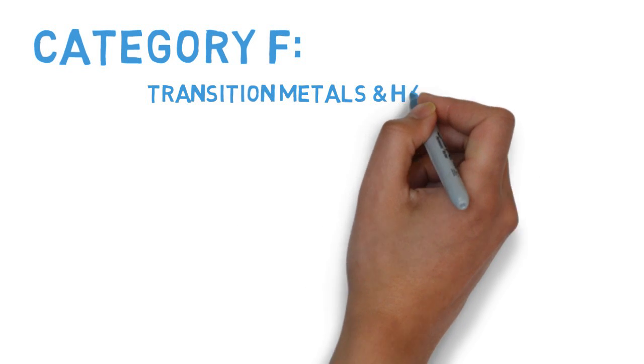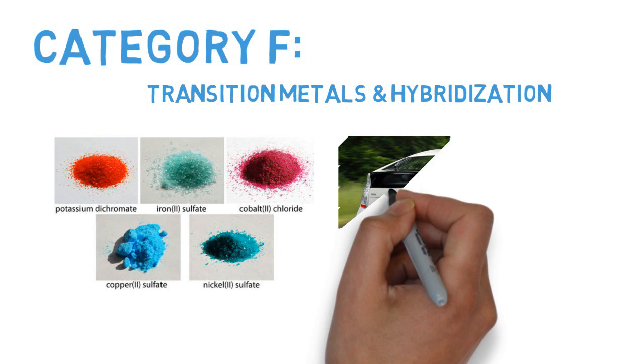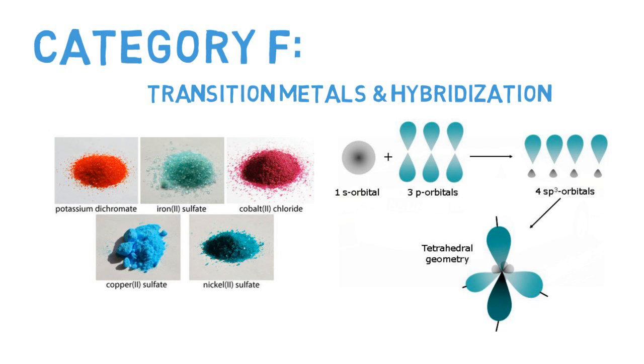Category F is about correcting mistakes concerning transition metals and hybridization. These are examples of colored transition metal compounds, and this is a hybrid. Not that hybrid. We will be talking about orbital hybrids.